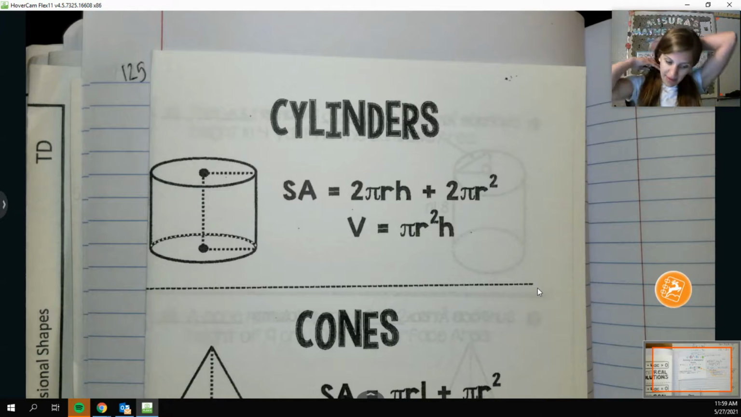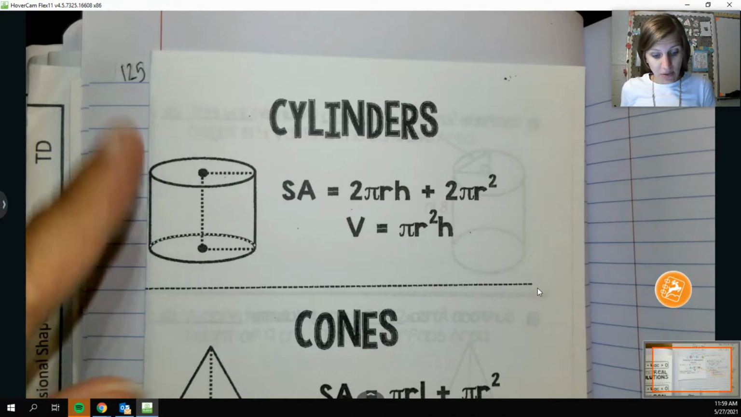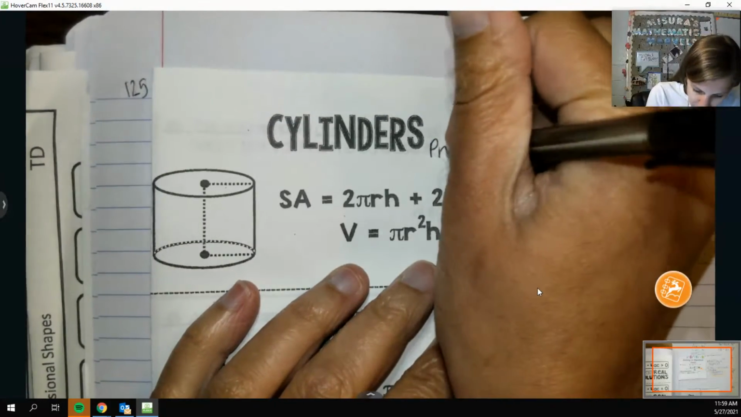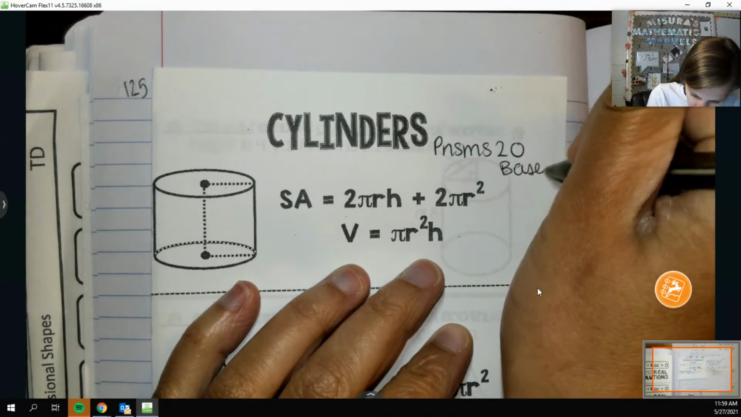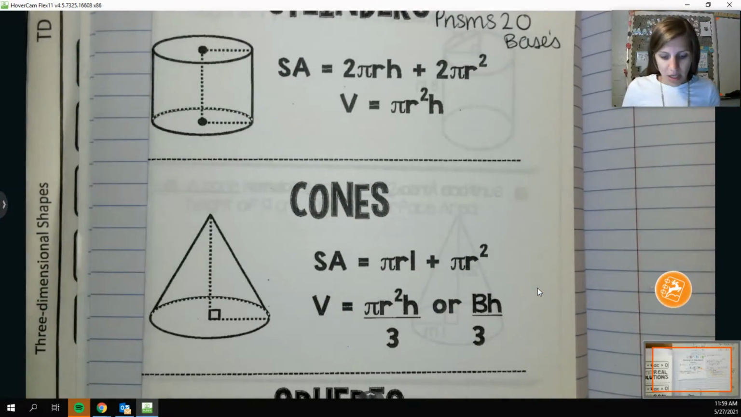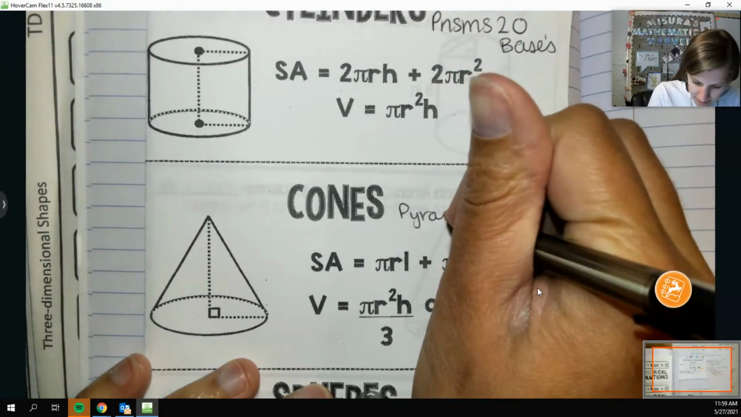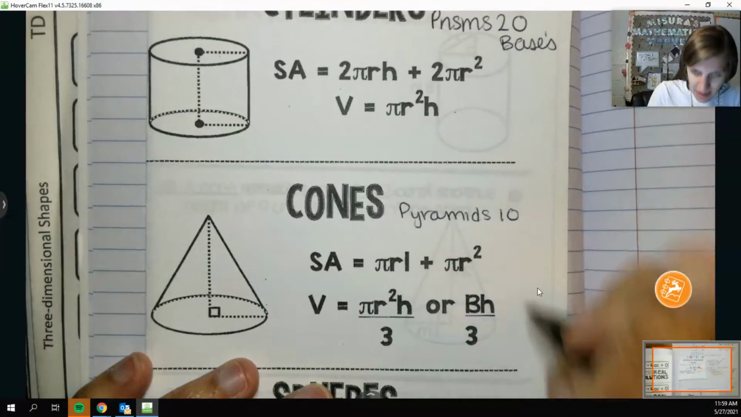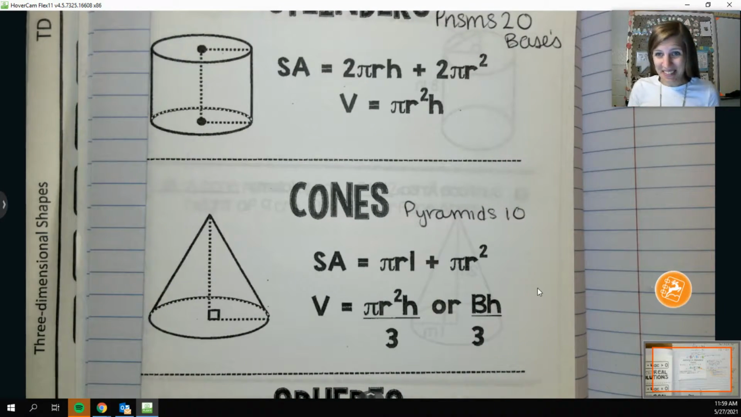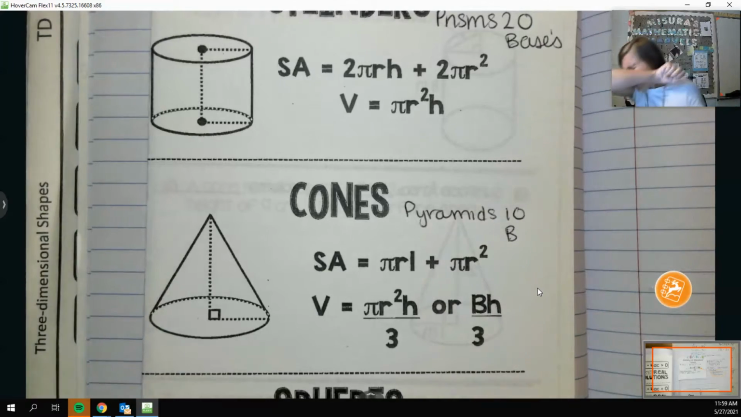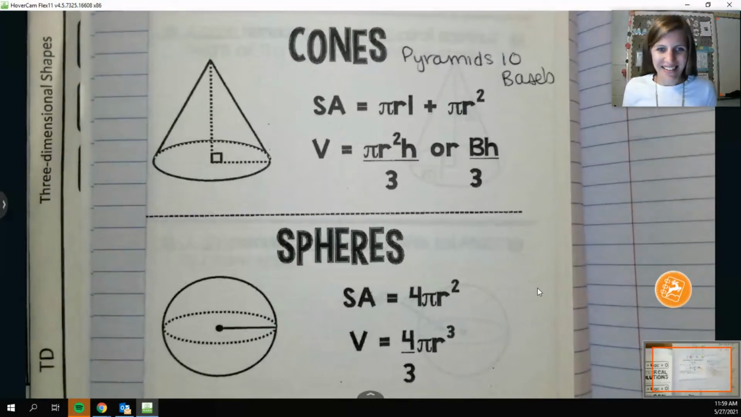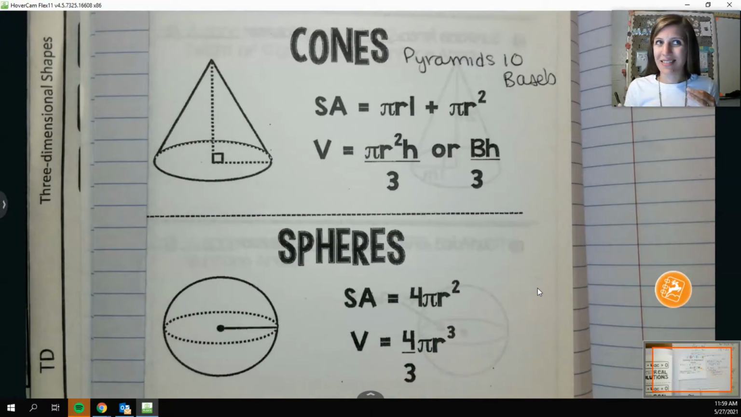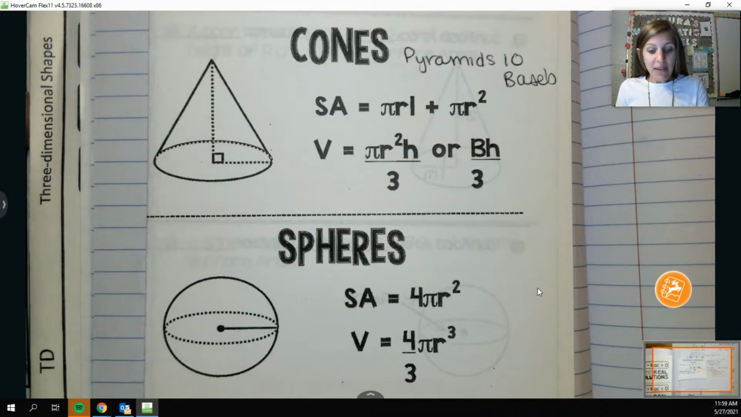Okay, so looking at 125, the three circular things that we did were cylinders, which are low-key prisms with two circle bases. We also did cones, which are low-key pyramids with one circle base. And then lastly, we most recently talked about spheres, which are just the three-dimensional circle. And we have all the formulas on there.